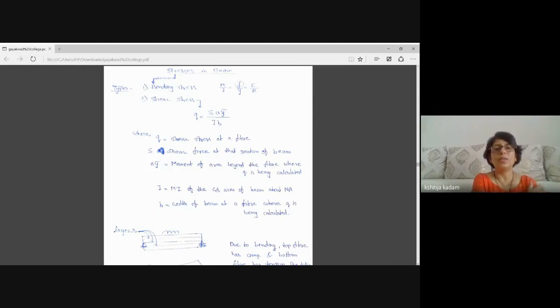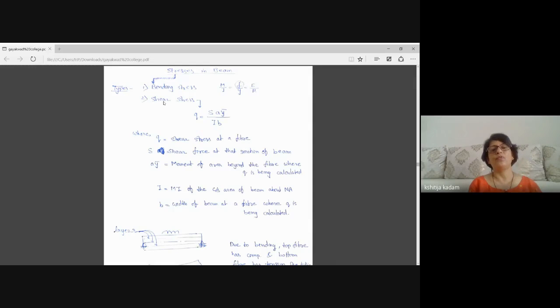Okay, so this is something about bending stresses which we have seen till now. Now let us go for other type of stresses. Here I have written there are two types of stresses in beam. First is bending stress. For that I have given you the formula: M upon I is equal to F upon Y is equal to E by R.